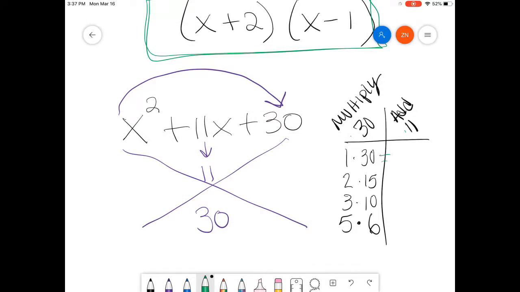1 times 30 is 30. 1 plus 30 is 31. 2 times 15 is 30. 2 plus 15, 17. Ooh, bingo, 11. So what am I using? 5 and 6. Those go on the side here.